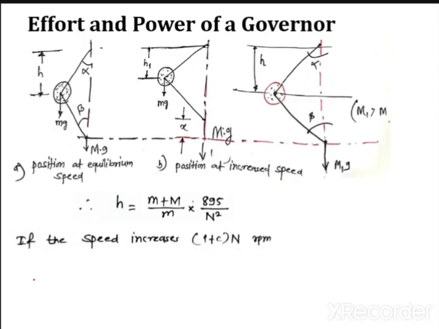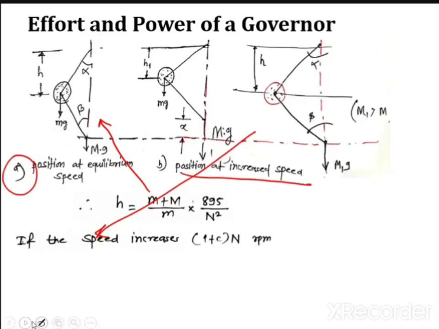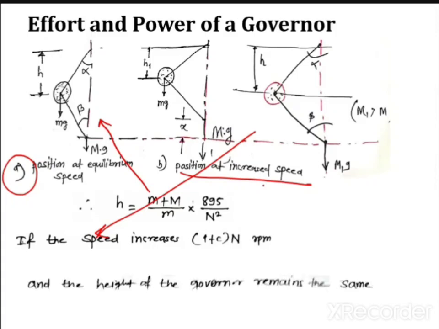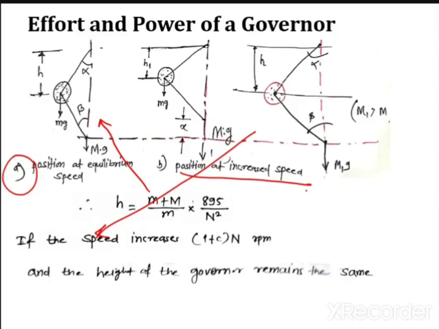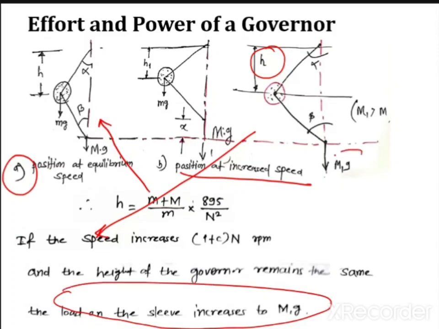Okay, now if the speed increases to (1 plus c) rpm, let us say this formula is related to diagram A. Now let us relate this to diagram B. At diagram B, that is the position at the increased speed, what is happening? The speed increases to (1 plus c) into N rpm. Yes, again it is clear झालं. Okay, so now the height of the governor remains the same. I want to calculate the P, that is the mean effort, so I have to keep this height constant. Then what you have to do? You have to increase the load on the sleeve. So let us say the load on the sleeve increases to m1g. Is it clear up till now?